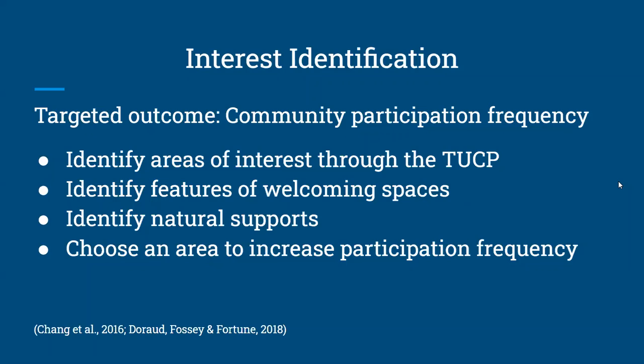For the interest identification phase, the RT will support the consumer to identify participation interests by administering the TUCP. The RT will then guide the participant to identify features of welcoming spaces by prompting the client to consider physical, sensory, social, and activity characteristics which they find personally welcoming. Existing natural supports will also be identified for future co-participation. Then, the recreational therapist will support the participant to choose a goal area or location in which to increase community participation frequency.